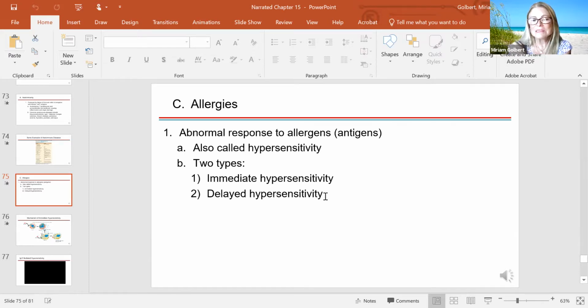And delayed is more like those dermatitis that occur two or three days after the exposure. So like poison oak, if you rub against the plant, you're not going to have the response right away, but it will appear as a rash, extremely itchy, with swelling and all that. That will happen a day or two later.